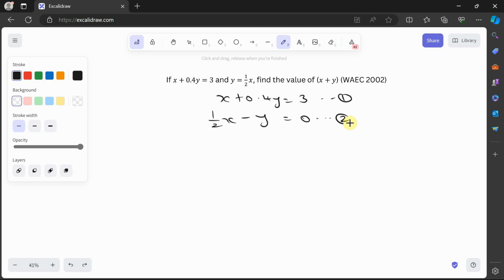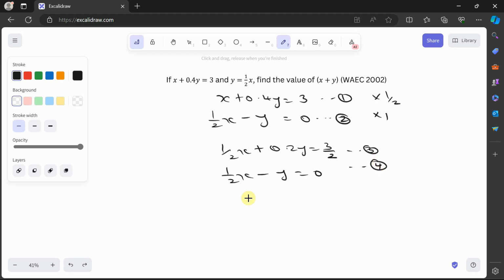So that is equation 2. For me to subtract these two, either the x or the y must have the same coefficients. If I wanted to make the x have the same coefficient, I would multiply equation 1 by half, and I'll multiply equation 2 by 1, because the coefficient of x in equation 1 is 1. That will give me half x plus half times 0.4, which is 0.2y, is equal to 3 over 2. And then this is 1 over 2x minus y is equal to 0. So these are equation 3 and equation 4.